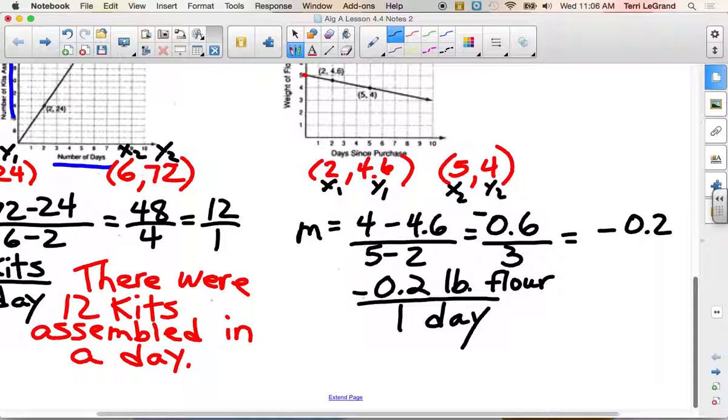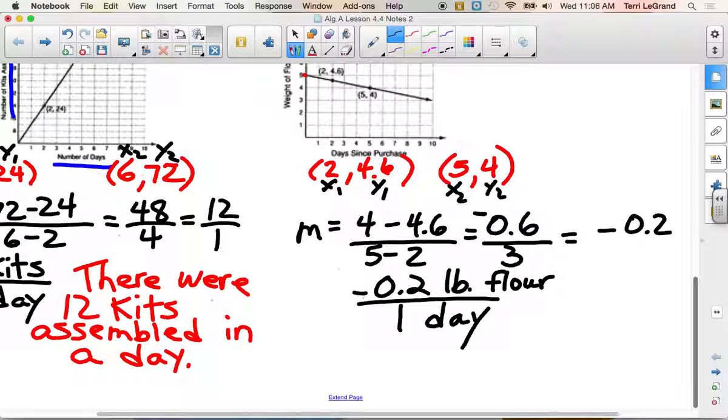Now, not only do those labels play a role in this, but so does the negative sign in our sentence answers. So anybody want to offer up what they think that means if you have a negative 2/10 pounds of flour for 1 day? What is that really telling us? So 2/10 pound of flour is being taken away daily. Okay, so 0.2, which is 2/10 pound of flour, is being used daily. There you go, I like that.